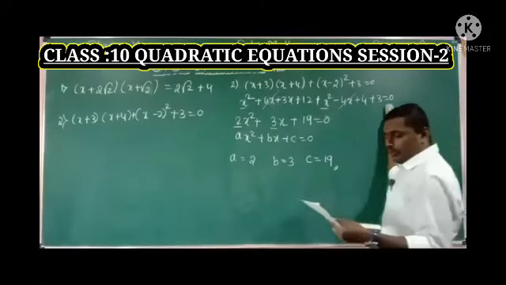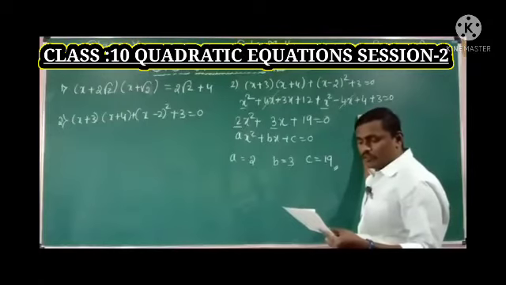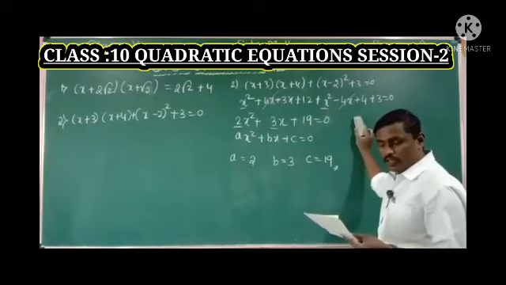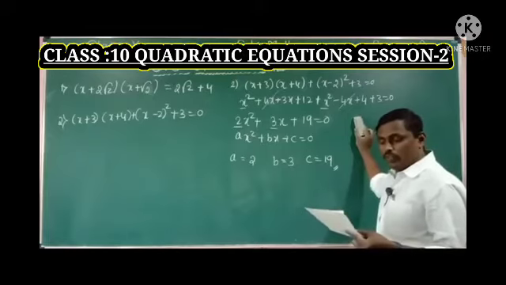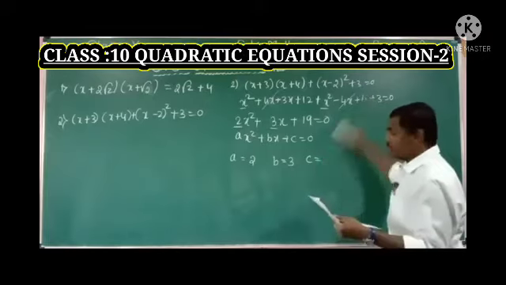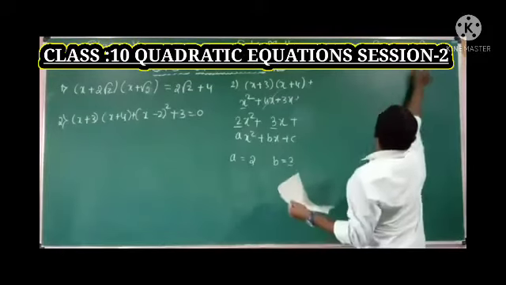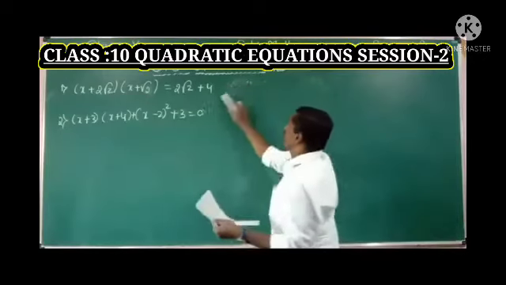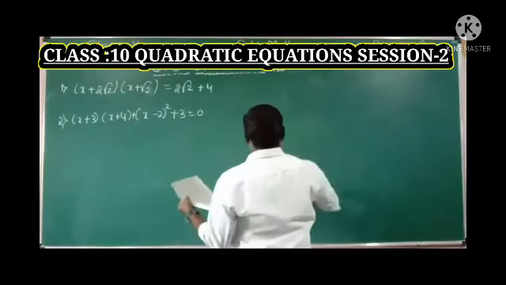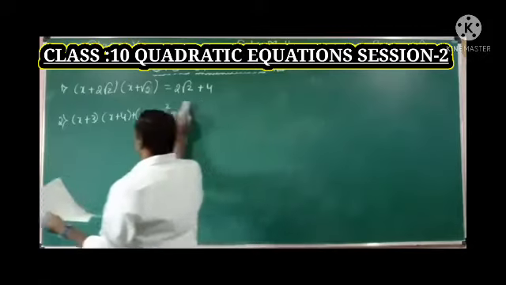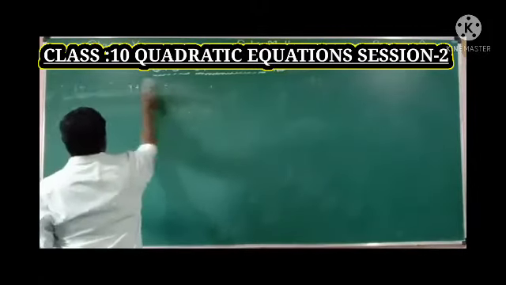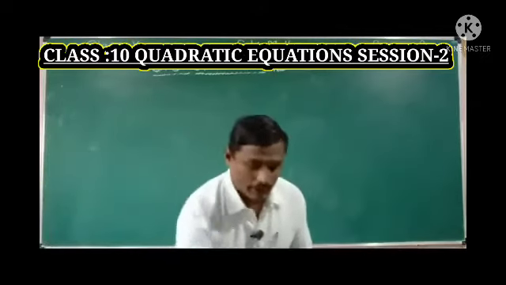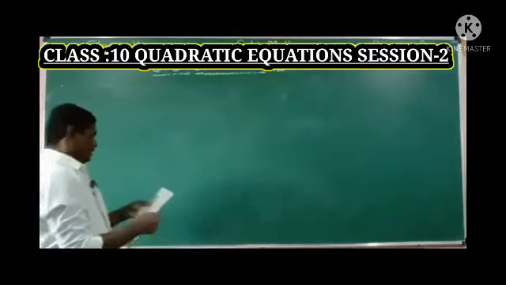Next one. Next question. For the quadratic equation 2x square minus 5x minus 3 is equal to 0, verify which of the following are solutions. Here they give one quadratic equation and they give some roots. It means they give some solutions of the quadratic equation. You just need to verify whether the solutions satisfy the quadratic equation or not. I think we already solved these type of questions.